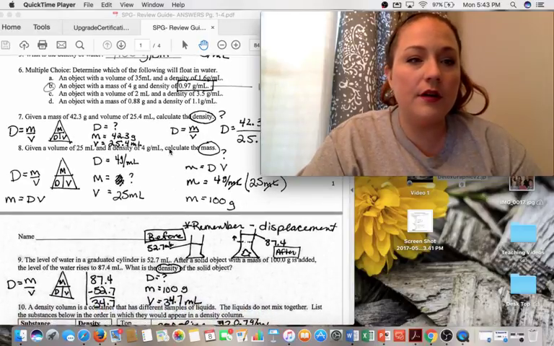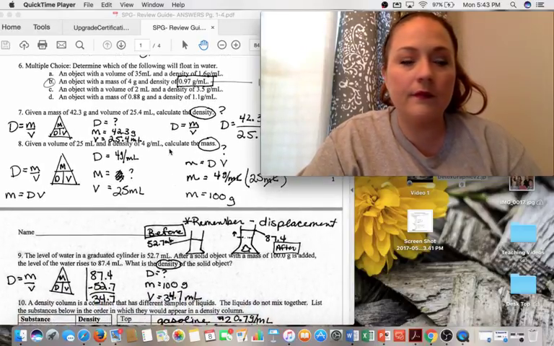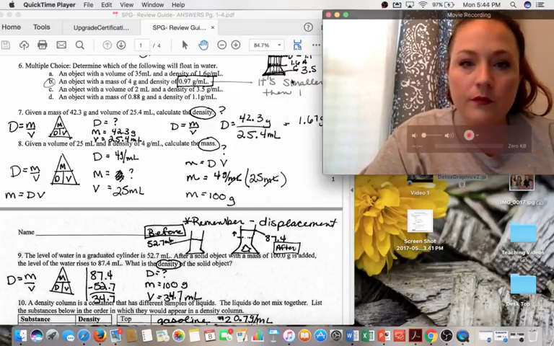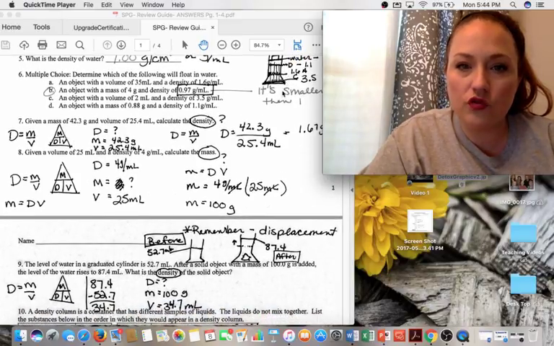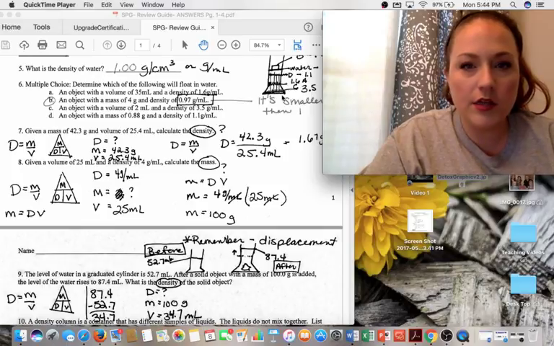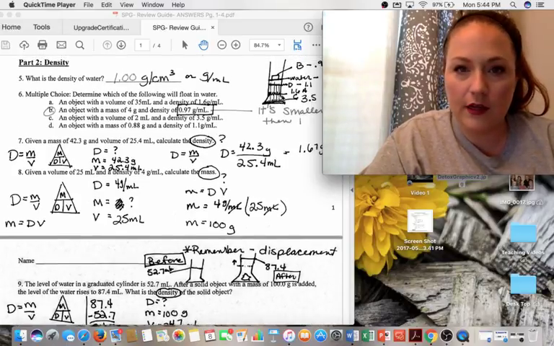So in number 6, it's asking you to determine which of the following will float in water. So I tried to draw a beaker, and obviously I'm a chemistry teacher, not an art teacher, so no judgment out of any of you.